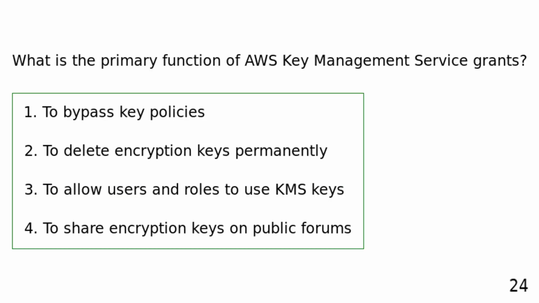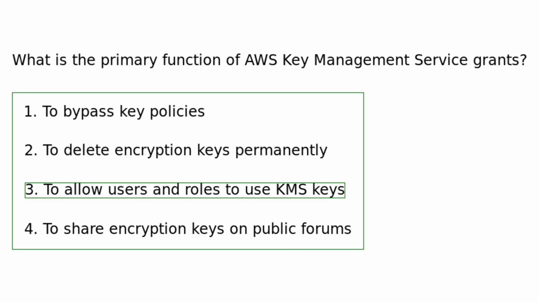What is the primary function of AWS Key Management Service grants? To bypass key policies. To delete encryption keys permanently. To allow users and roles to use key management service keys. To share encryption keys on public forums. The primary function of AWS Key Management Service grants is to allow specific users and roles to use Key Management Service keys for encryption and decryption processes, ensuring secure key management practices.